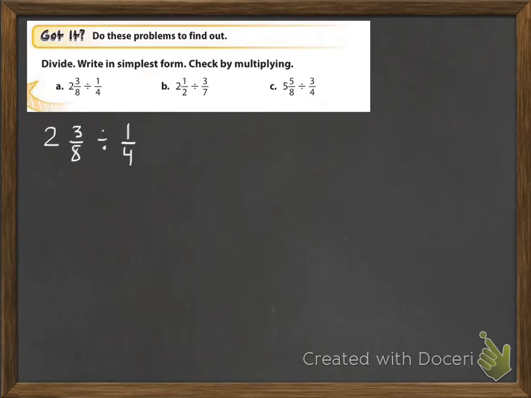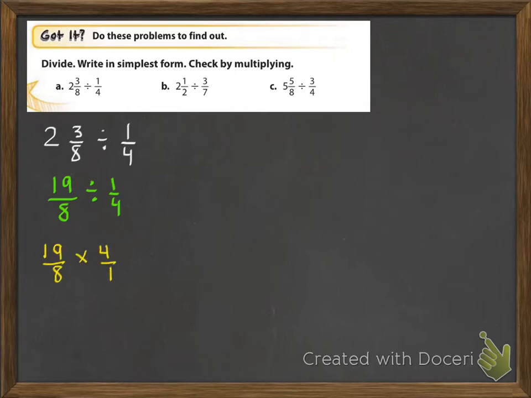All right, so you wanted to go ahead and write the original problem first. Then your next step is going to be to change to an improper fraction. So 8 times 2 is 16, 17, 18, 19. So this line should say 19 over 8 divided by 1/4. And then we're going to go ahead and do our keep flip change. So we have 19 over 8 times 4 over 1.